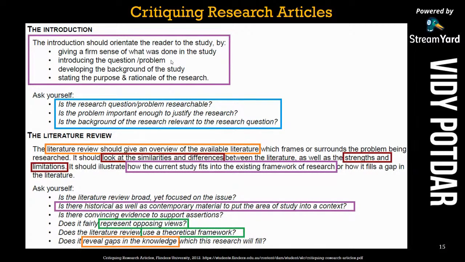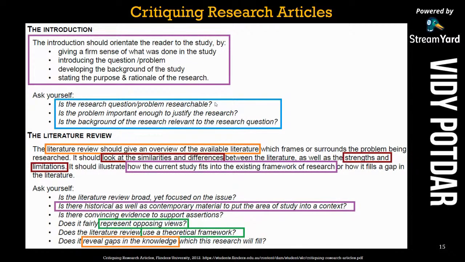So when you're looking at any paper that you're reviewing for your literature review, ask these questions from the introduction. Is the research question or problem researchable? That is the very first and important part, because if the topic of research is not very useful, not relevant, then why read the rest of the paper? You can skip the paper right away.